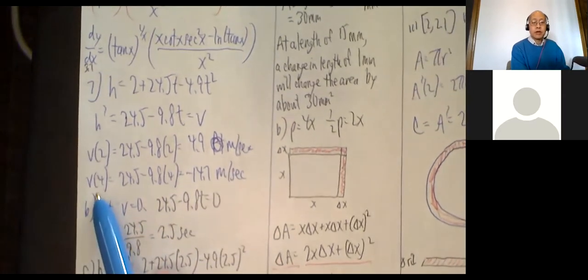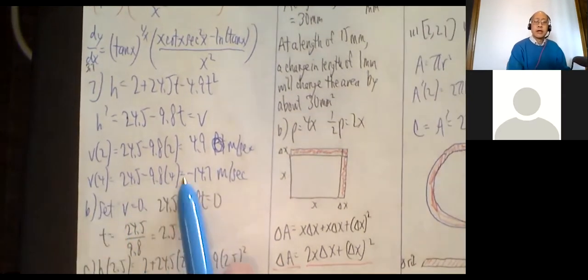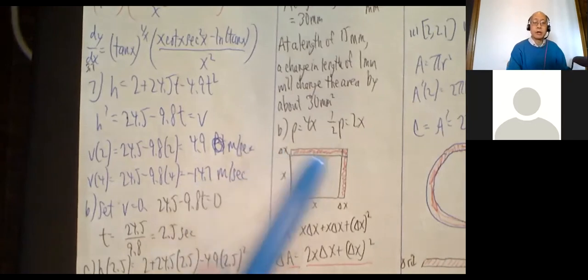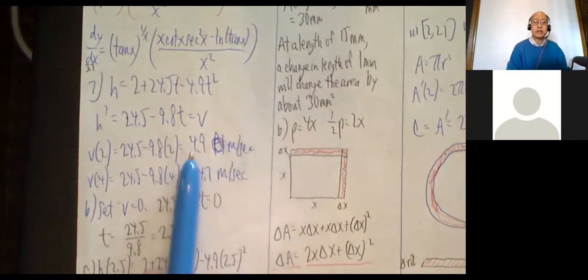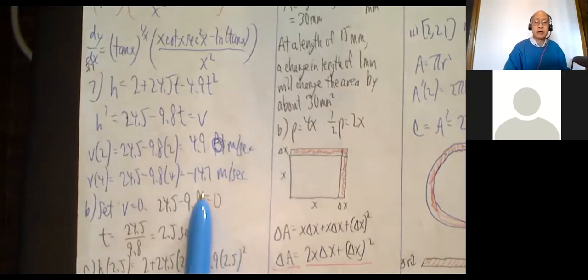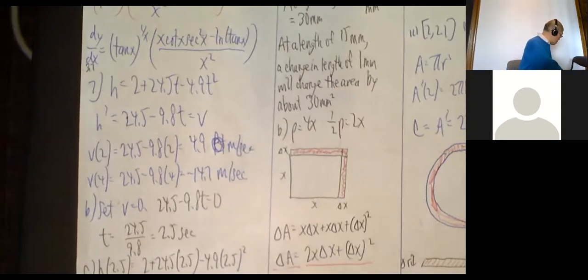V of 4, just plug in 4. Negative 14.7 meters per second. So what's the significance of the negative? Negative means it's going down, right? After 2 seconds, it's still going up, 4.9 meters per second. After a certain amount of time, it stops and comes back down. It's coming down at 14.7 meters per second.